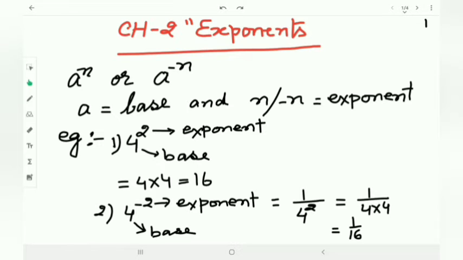I have taken 4 raised to the power minus 2, in which minus 2 is the exponent and 4 is its base. We can write 4 raised to the power minus 2 as 1 upon 4 square, which is equal to 1 upon 4 into 4, which is equal to 1 upon 16.